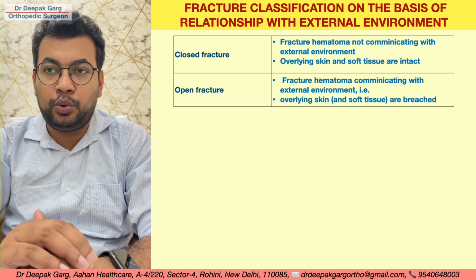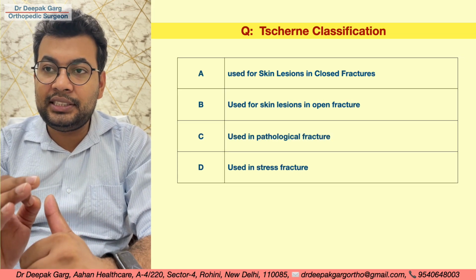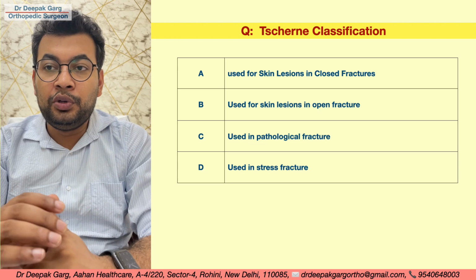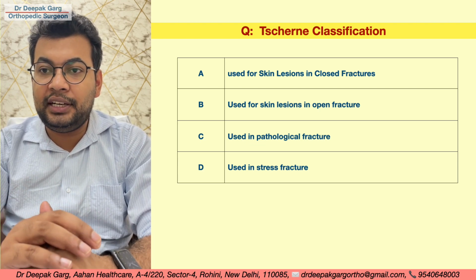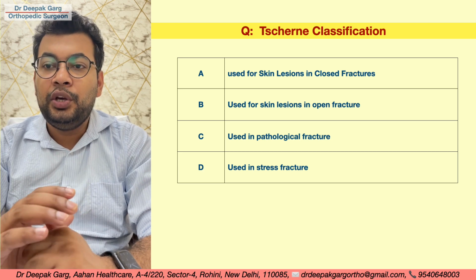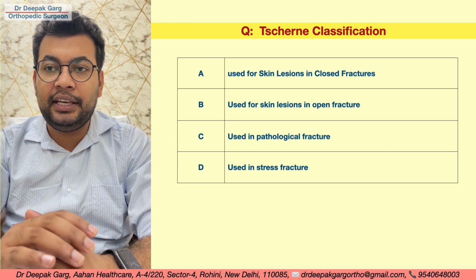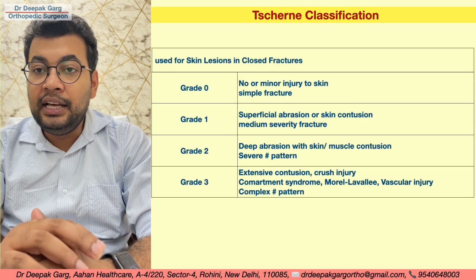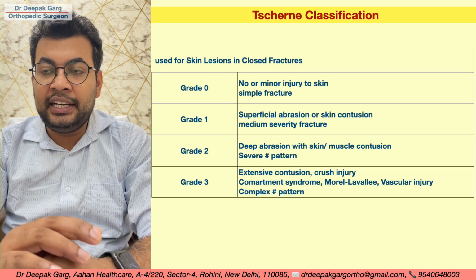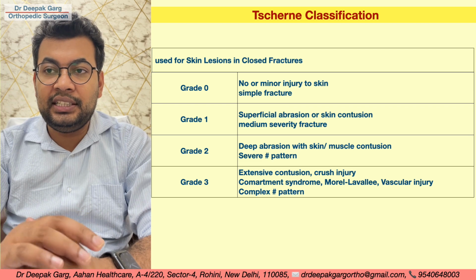Let's look at this question. The Cierny classification is used for: skin lesion in closed fracture, skin lesion in open fracture, pathological fractures, or stress fracture. The answer is A, used for skin lesion in closed fracture. Let's look at the details. So we already know now the Cierny classification is used for skin lesion in closed fracture.